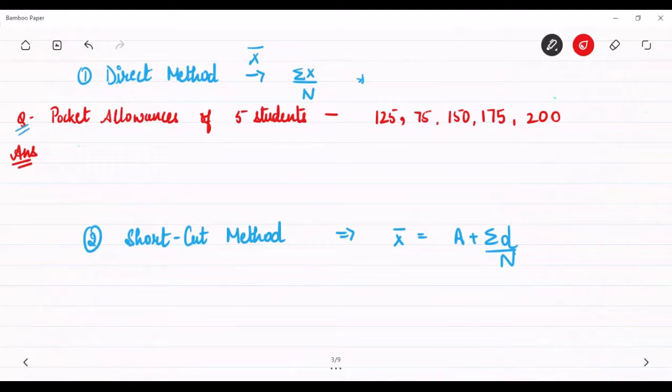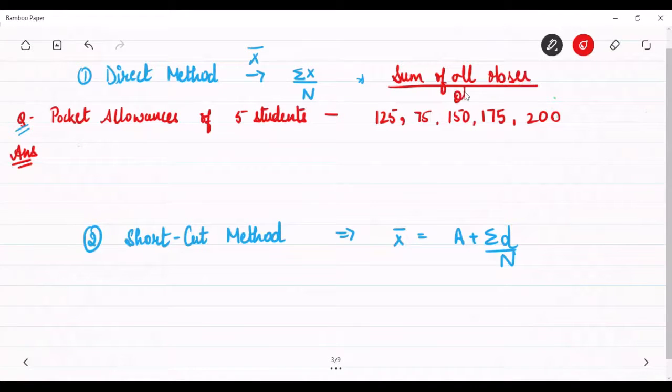According to the direct method, what is the formula to calculate arithmetic mean? It is summation of x upon n. Summation of x means sum of all the observations, upon the number of observations. In order to understand this, I have taken an example and I will solve it in front of you to make you understand it much better.